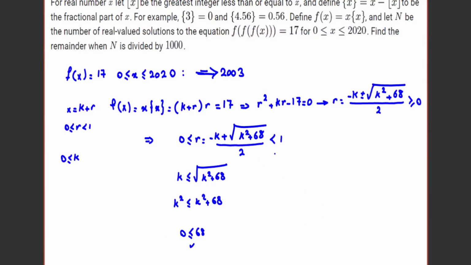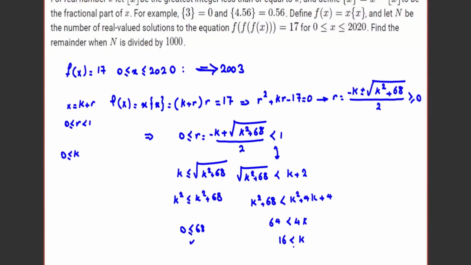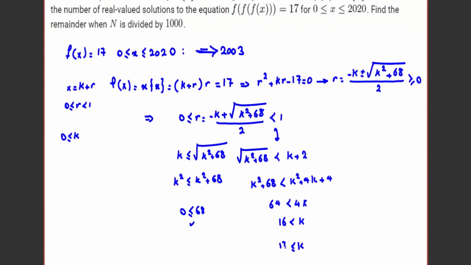Okay, let's check. It's equivalent that if we multiply by 2, then add k, it will be k plus 2 greater than the square root of k squared plus 68. So if we square, because both sides are positive since k is at least 0, it's k squared plus 4k plus 4, right? So it is equivalent that 4k is greater than 64. So k greater than 16, or k greater than or equal to 17, right?